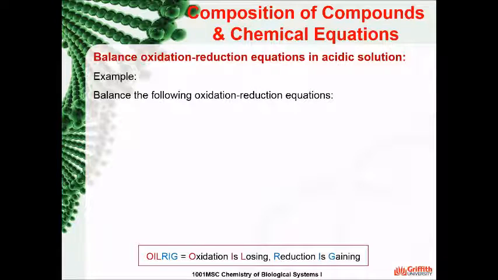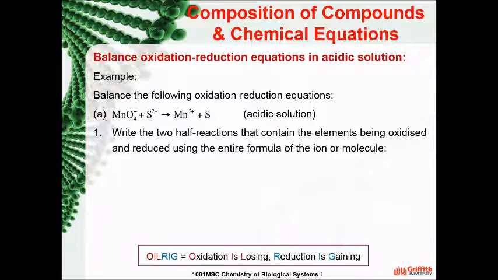Let's look at the following example and follow the steps to balance the equation. Balance the following oxidation-reduction equation in acidic solution. MnO4- plus S2- forms Mn2+ plus S. This equation shows an incomplete chemical reaction, as there is an O element on the left side but not on the right side. This is called a skeletal equation or incomplete equation.